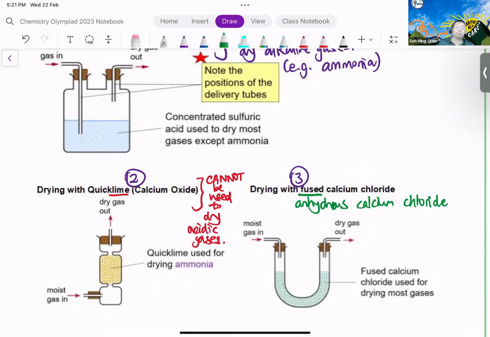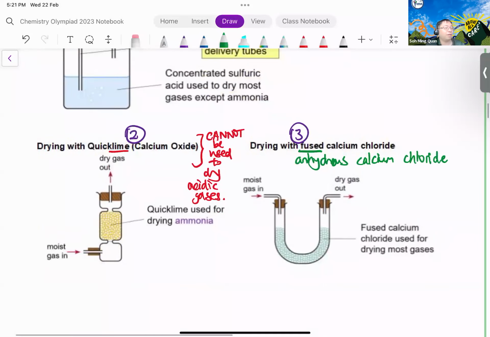Most. Now, it can be used to dry most gases except fluorine gas. So it cannot be used to dry fluorine gas. So hopefully the SJChO students, you can think about why that is the case. How come F2 cannot be dried using CaCl2? Hopefully you know the answer to that. For the SJChO students, don't worry, we have a training session for another topic on this.